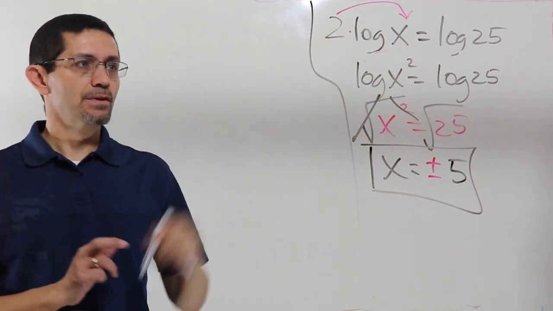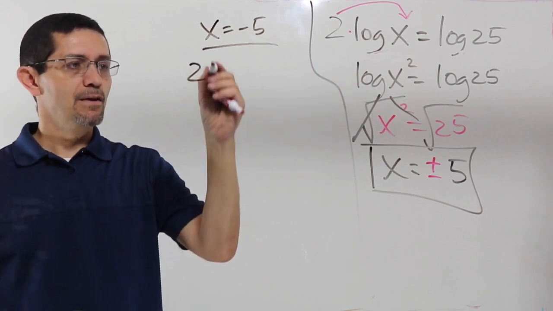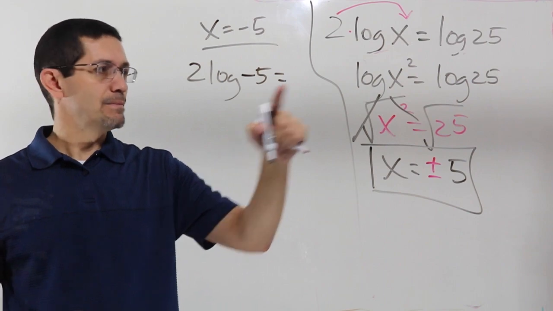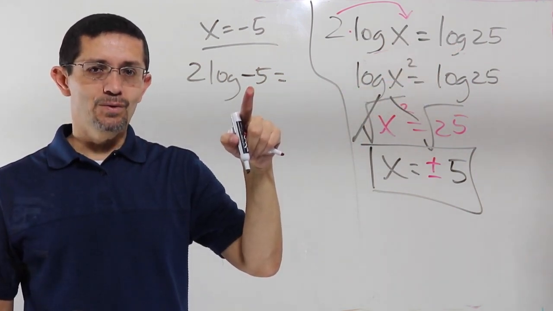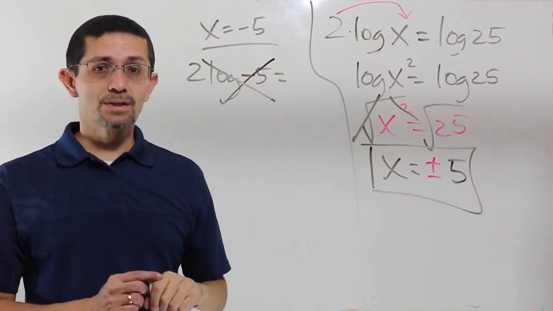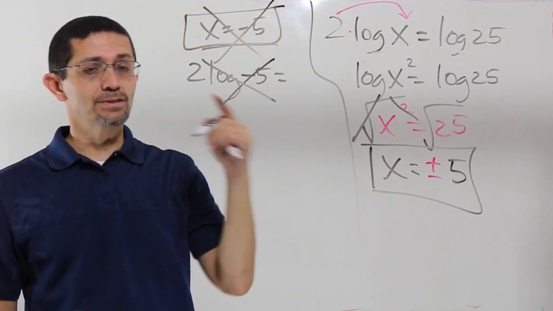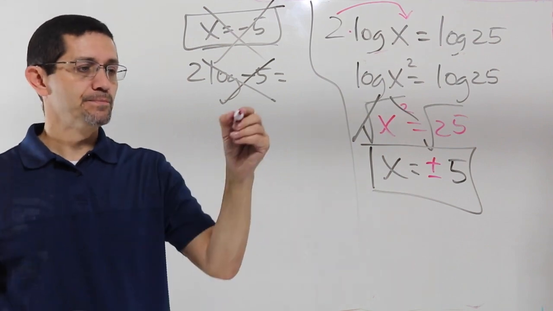negative 5 first. X equals negative 5. Plug it back in. 2 log of negative 5. Before I keep going, can I have a log of a negative number? No, not possible. Therefore, x equals negative 5 is an extraneous solution. It's not an answer, it's an extraneous solution. Let's try x equals 5.